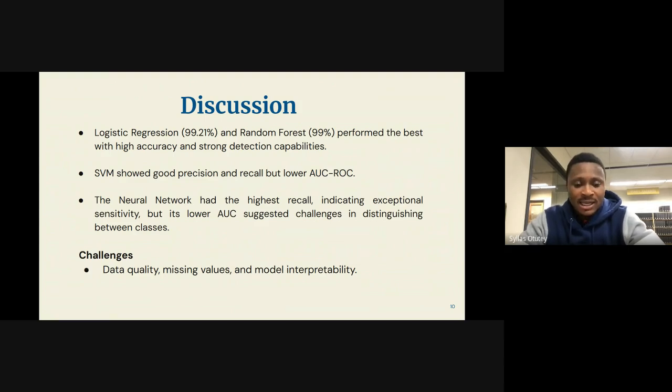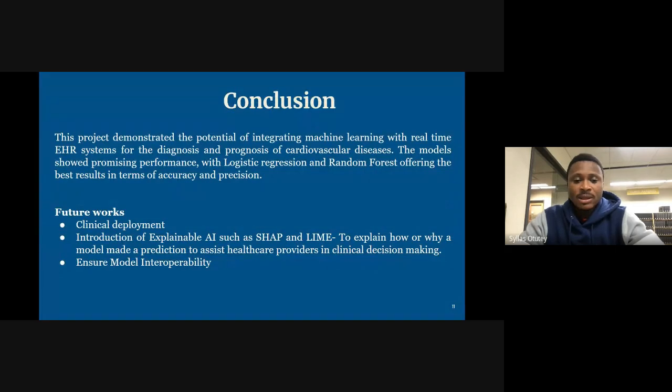With our challenges, we also encountered data quality, how we handle the missing values, and also model interpretability, because with ensemble methods, we need explainable AI which will aid the health workers to understand how our models make predictions.